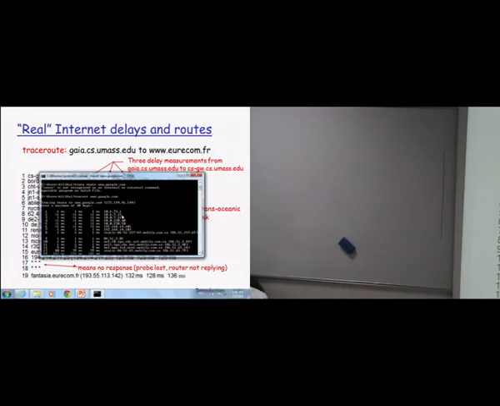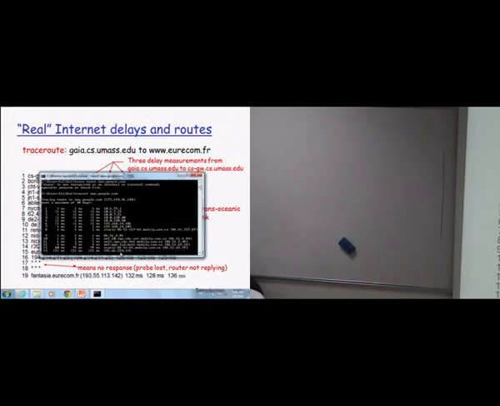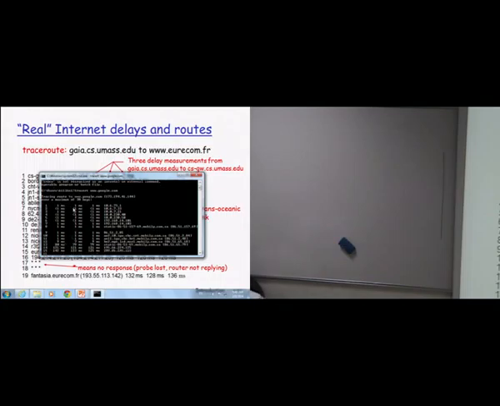Trace complete 17. So ultimately it reached here. Look here, this is the last hop. So these are the delays: 121 millisecond, 122 millisecond, 121 millisecond. So the average is 121 millisecond it took.